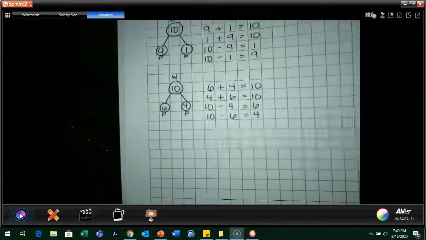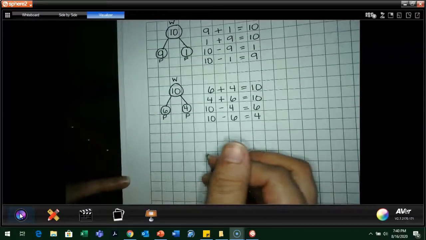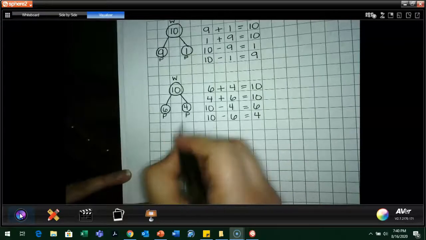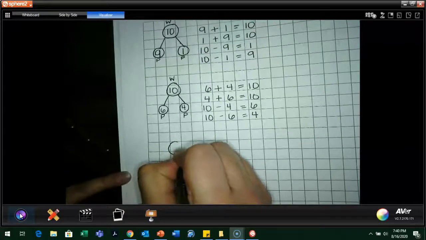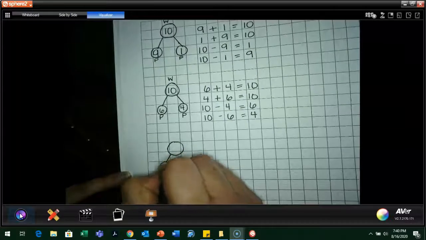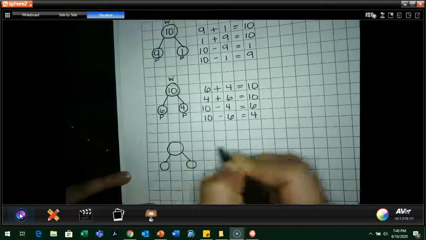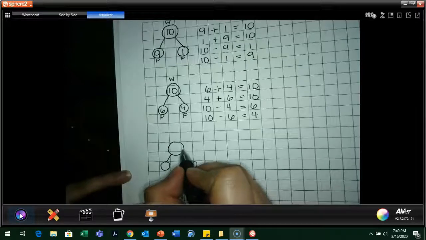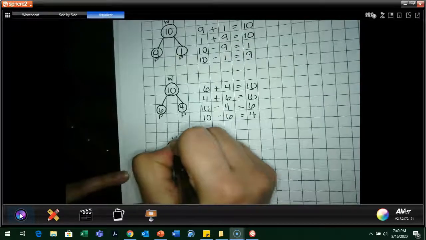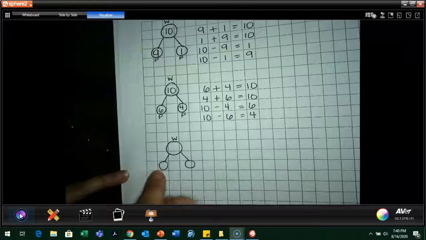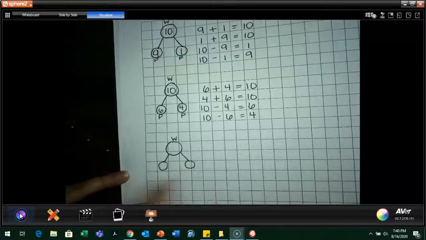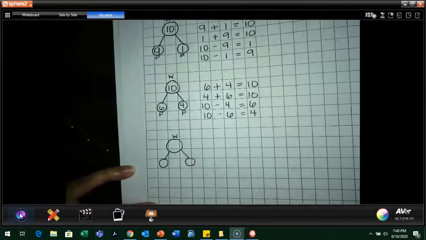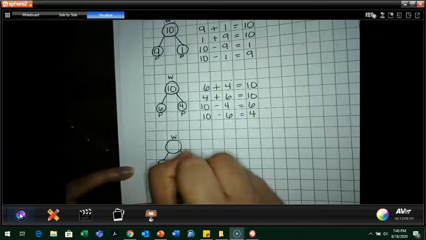Now it's your turn to do this one by yourself. Let's draw the number bond. I skipped two squares, a bigger circle, and 2 smaller. What does the big circle represent? Yes, the whole. If you said the whole, you're so smart. And what do the smaller circles represent? Way to go! Yes, those are the parts.